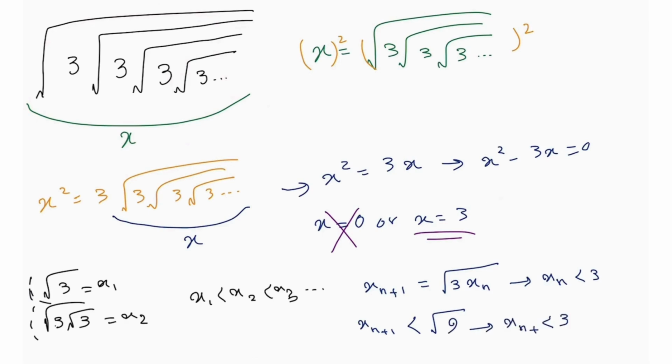So once we show that each expression keeps increasing and it never passes a certain number, which is 3 in this case, then we can safely say that the result of this expression is 3.